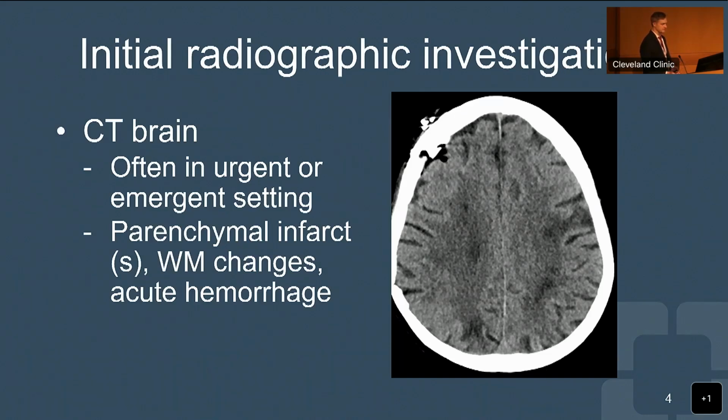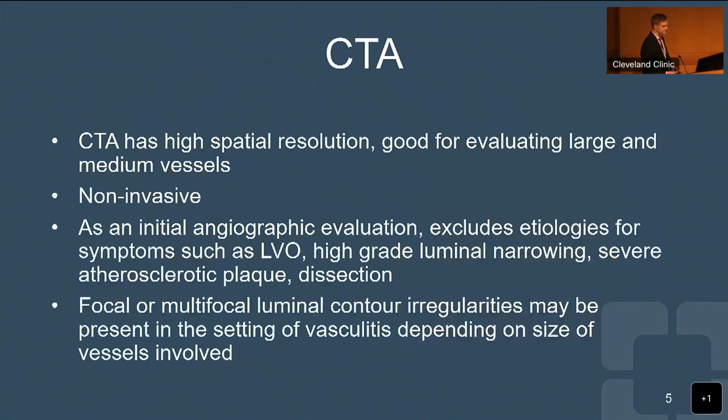So this is a CT here that actually shows areas of old infarctions, of encephalomalacia or decreased density in the brain parenchyma. This is a patient who did have CNS vasculitis, one of their initial workups. In addition to that, we can also see different types of white matter changes, maybe hemorrhage, things like that we want to investigate further.